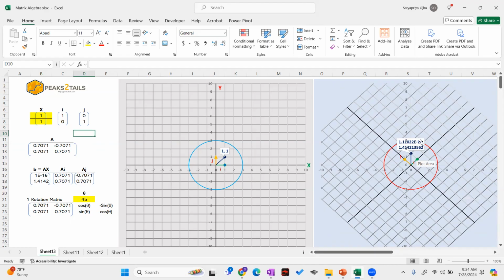The x coordinate is almost 0, 10 to the power minus 16. This is numerical error. And what is the length of this? The length of this is the square root of 2, which is 1.414. That 1.414 is this length, which is completely along the y-axis, because this is 45 degrees. If I rotate this by 45 degrees, it will completely align with the y-axis. This is the rotation matrix.